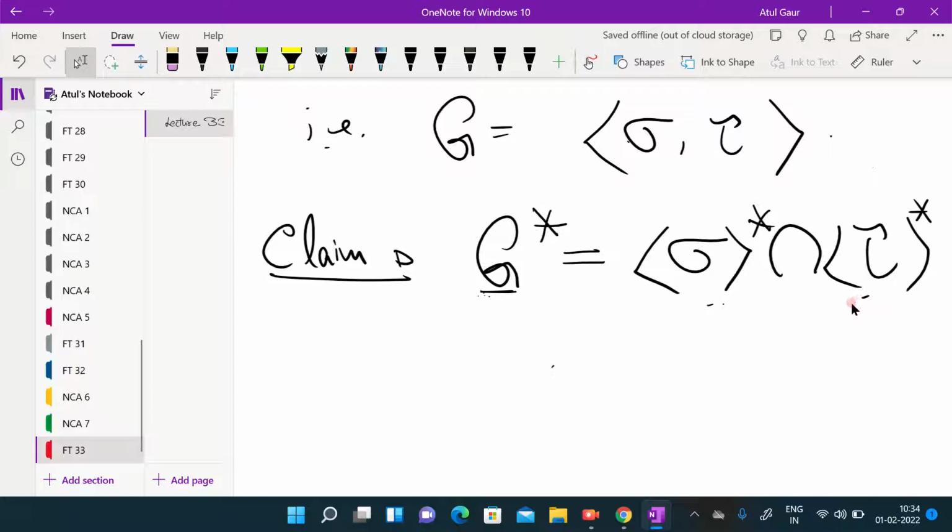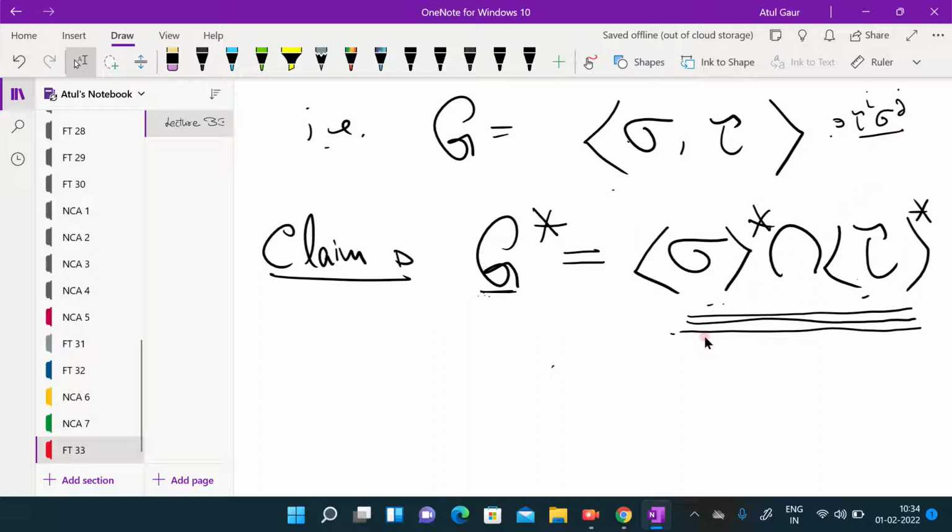Yes, sir. On the other side, suppose you have an element in this intersection. If an element is in the intersection, that means the element is fixed by sigma and that element is fixed by tau, so that element will be fixed by every element that is generated by sigma and tau, because the elements here are of the form some power of sigma times some power of tau. The elements in G will be of this form. Is that fine?